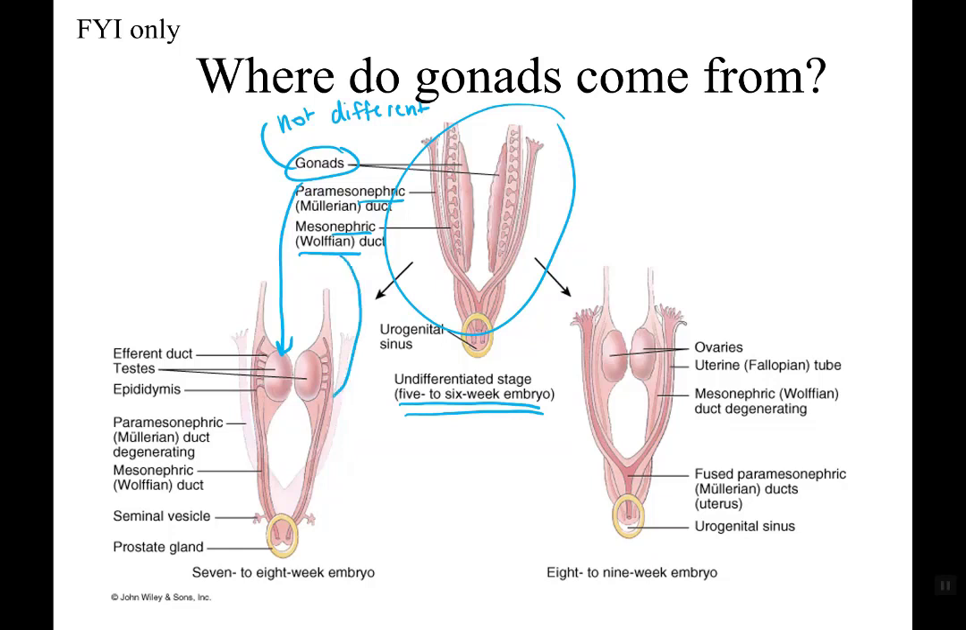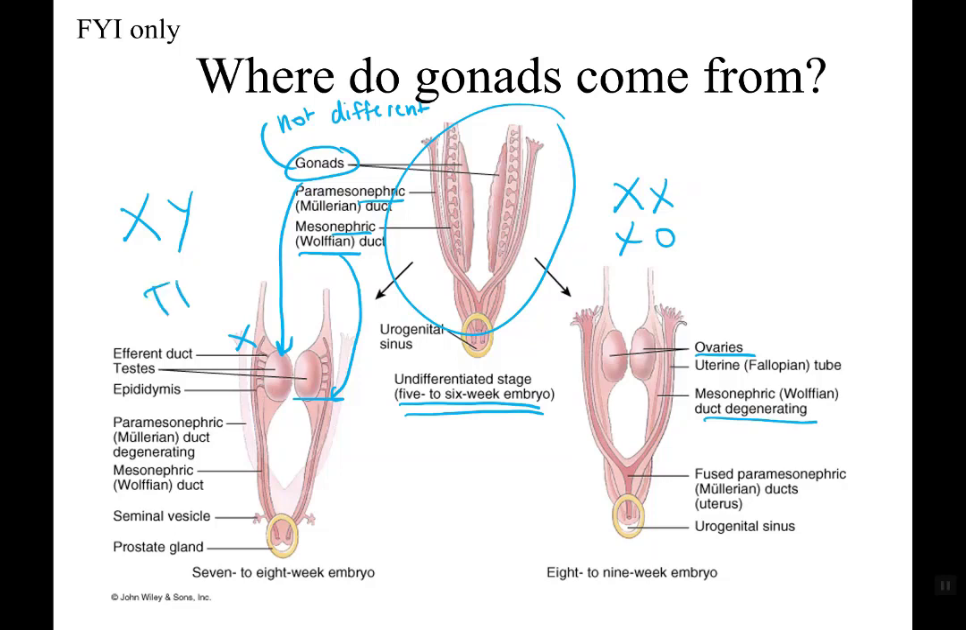So you get development of the Wolffian ducts and then degeneration of the Mullerian ducts. If there is, so I'm going to draw the gametic sex on each side. If there is either two X chromosomes or one, this is the setting that develops. So you get the differentiation into ovaries, and you get the development of the Mullerian ducts and the degradation of the Wolffian ducts. So this is how this works.